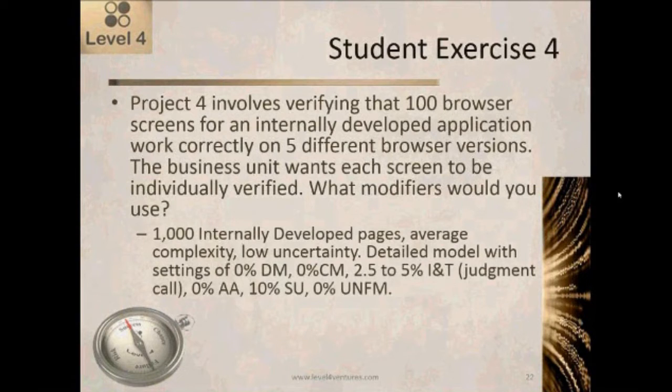Okay. Very close, actually. And you know what? There's a mistake here too. This should be 500. You are correct. It's not 1,000, it's 500. So let me make a note of this screen to fix this. So it would be 500 internally developed pages. Remember that the complexity of the thing we're working with is not related to the work. So in this case, it would be average complexity because of the central limit theorem again.